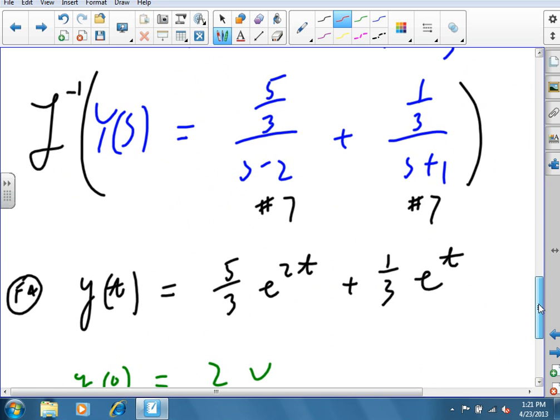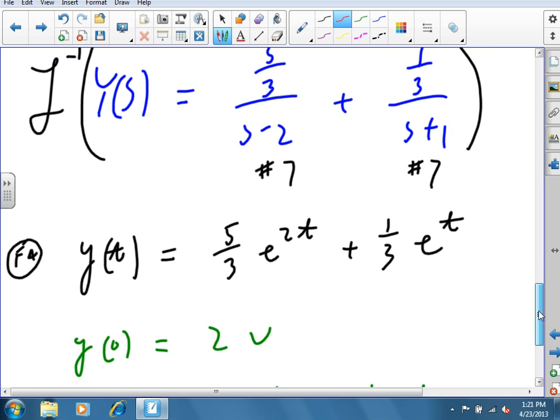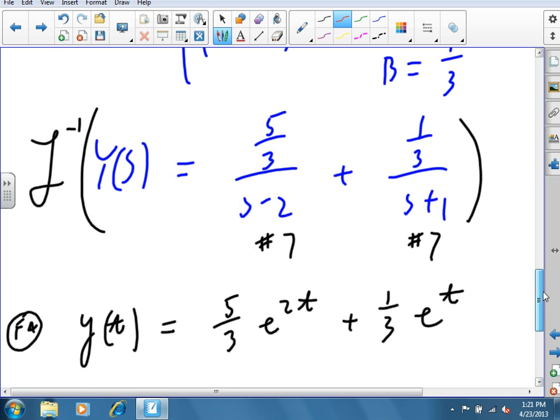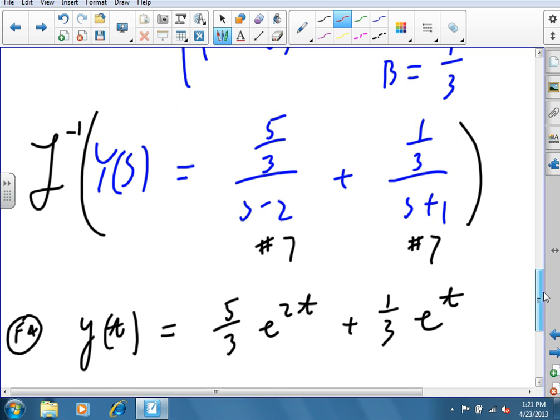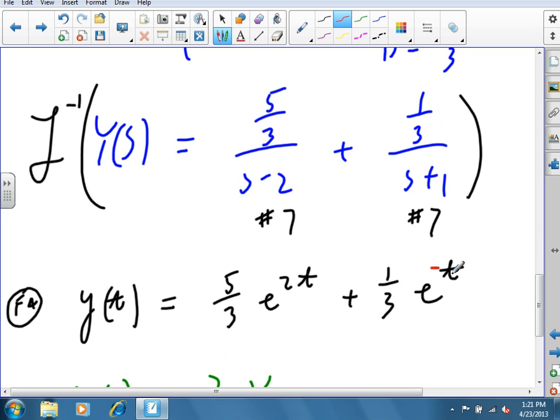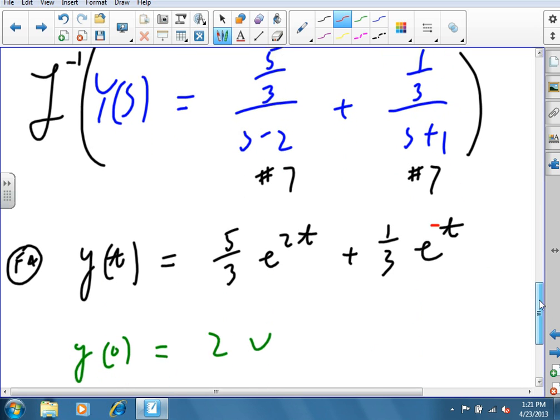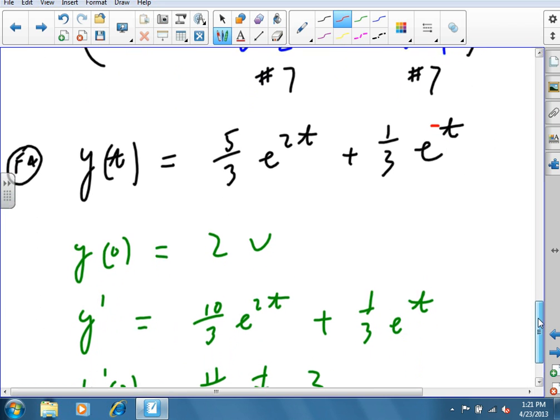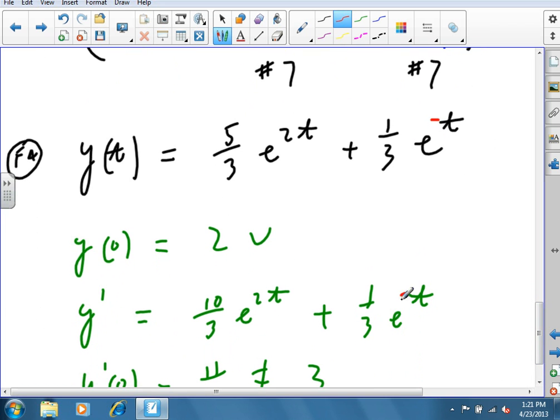How come the s plus 1, would that be minus 1? There we go. Minus t, exactly. Minus t, not plus.